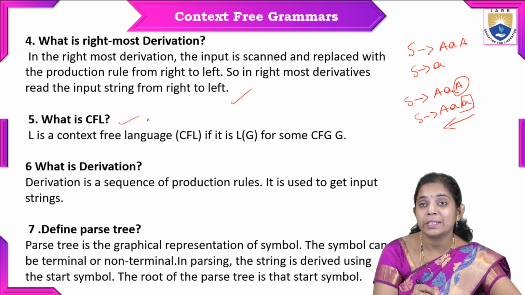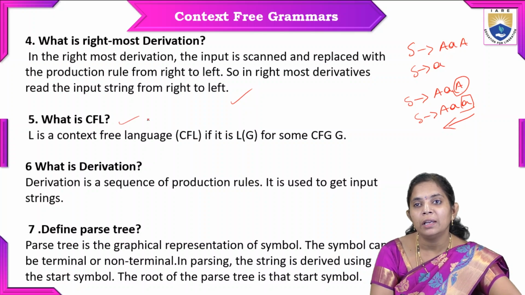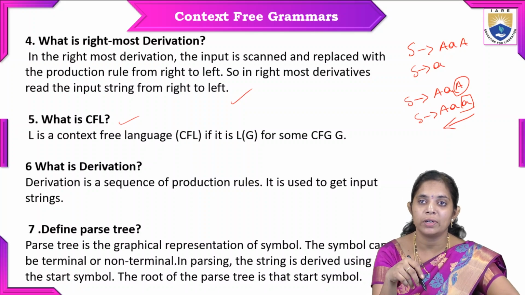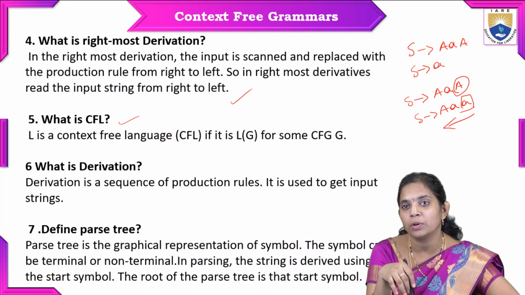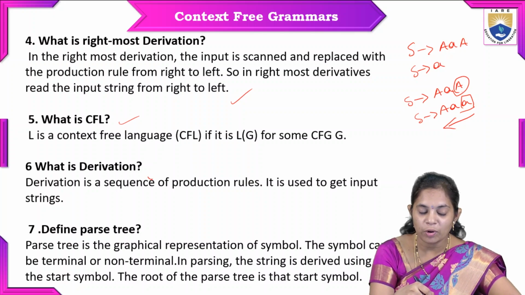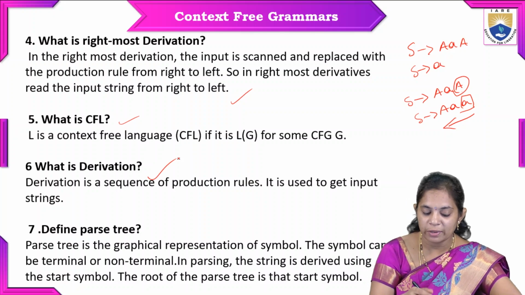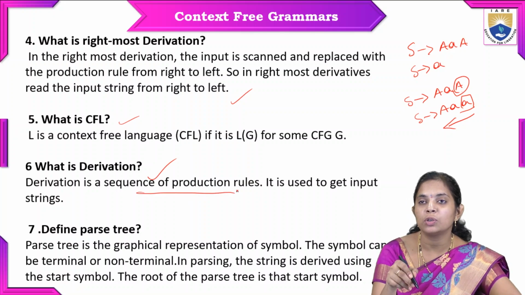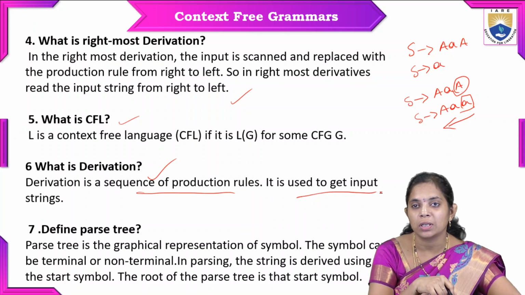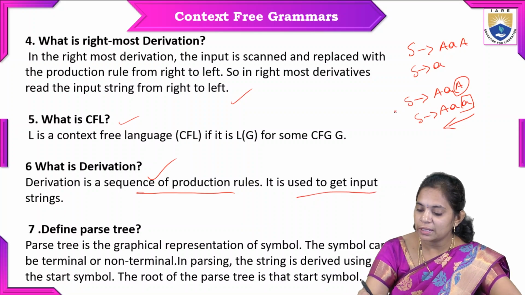And what is meant by CFL? Context-free languages. CFL means a context-free language. With these context-free languages we are going to form the context-free grammars. And what is meant by derivation? Derivation is a sequence of production rules. It is used to get the input string. So here this is the derivation.